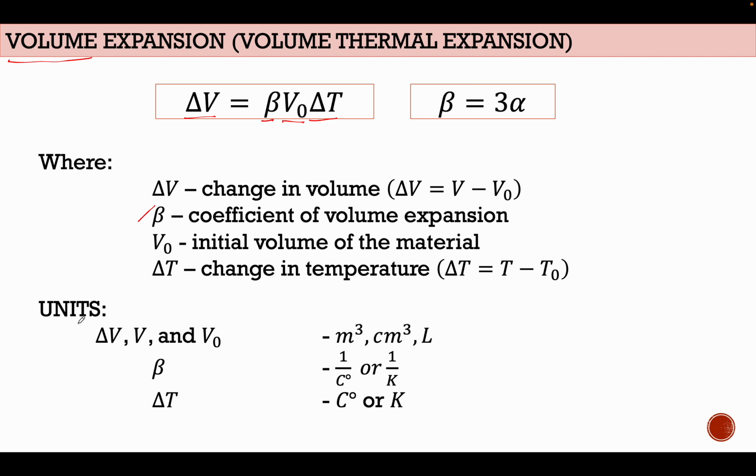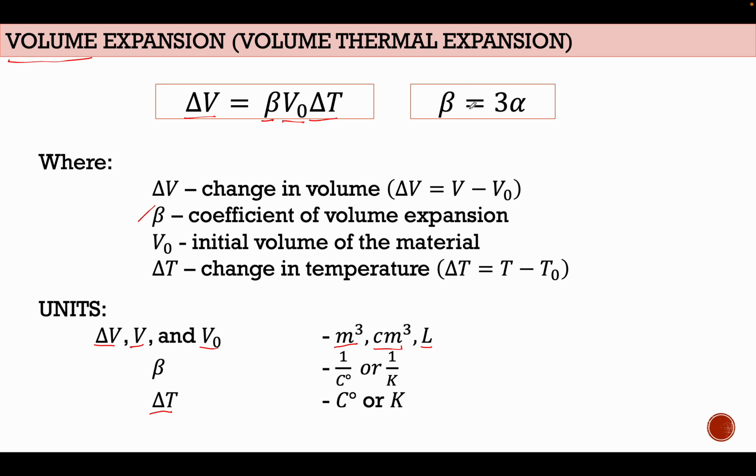Okay, so for the units, for the change in volume, final volume, and initial volume, we will be using cubic meters, cubic centimeters, and also liter. So capital letter L is liter. And then we have beta. The unit of alpha and beta is the same, which is 1 over Celsius degree or 1 over Kelvin, as well as for delta T, which is Celsius degree or Kelvin.